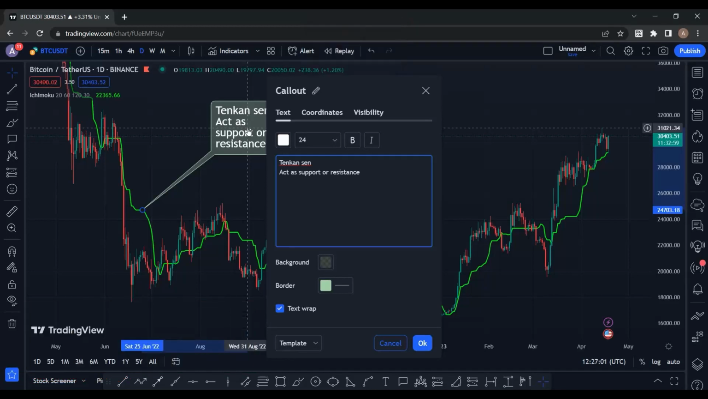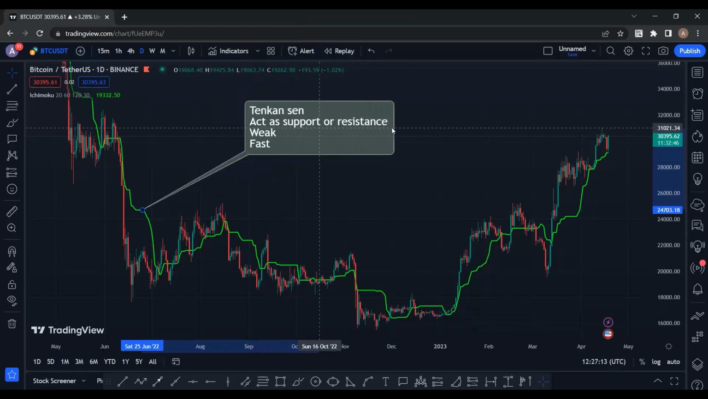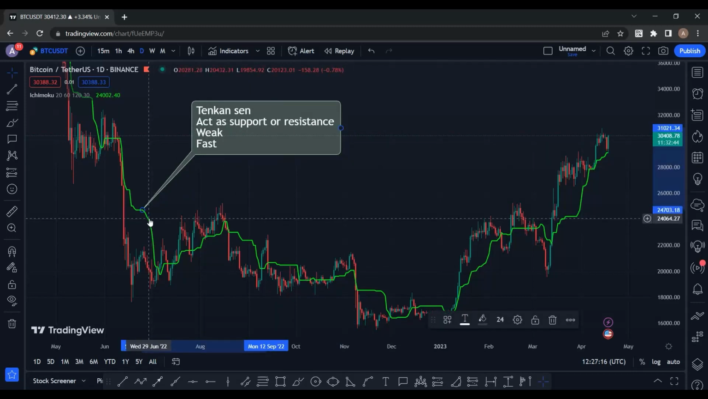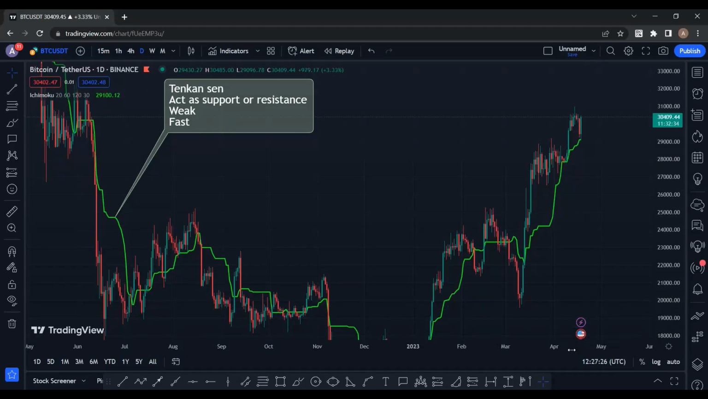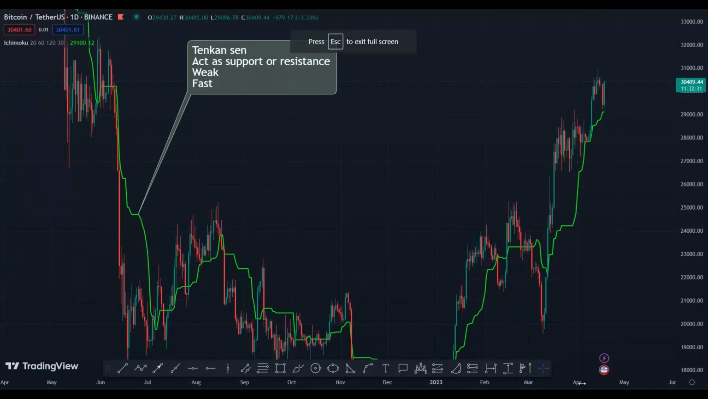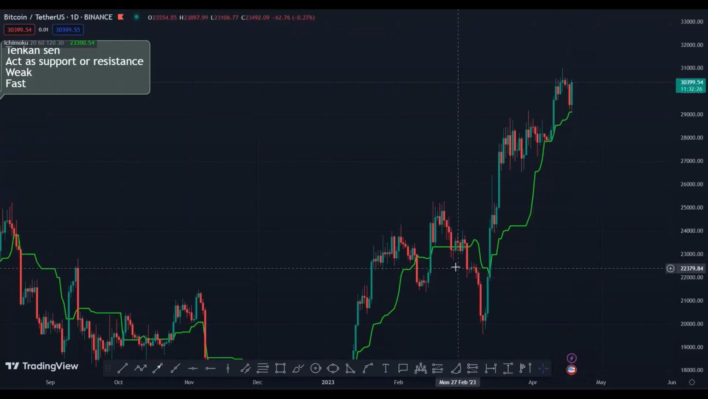Also, it's a weak support or resistance compared to the Kijun-sen. It's fast and more sensitive. So if you compare it to the Kijun-sen, it's faster, more sensitive, and weaker, and it also acts as a support or resistance. So basically, if price is above the Tenkan-sen, we are bullish, and if price is below the Tenkan-sen, we are bearish.